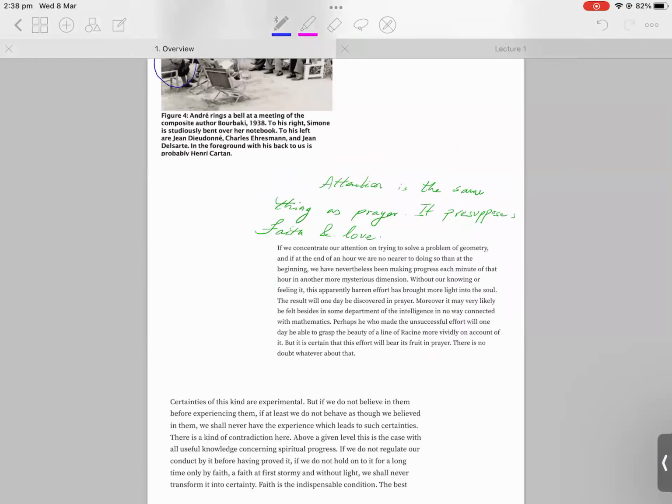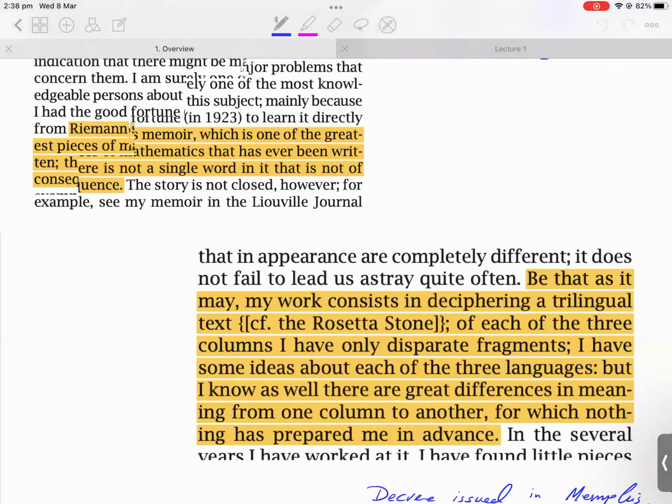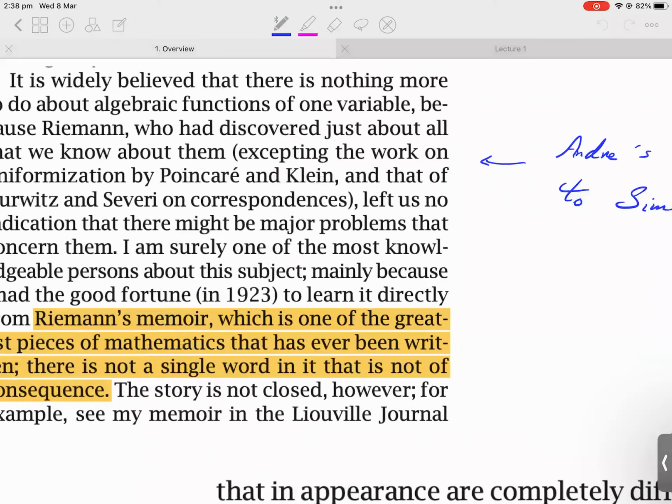But okay, what I want to talk about, where this story is taking us, is a letter that André Weil wrote to Simone Weil explaining his mathematical universe. This is part of the letter that I put here.